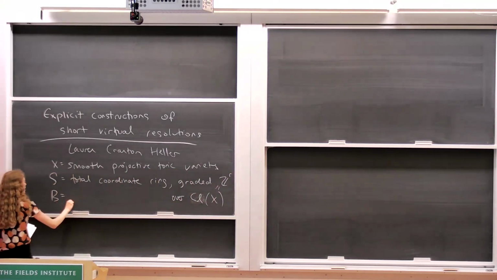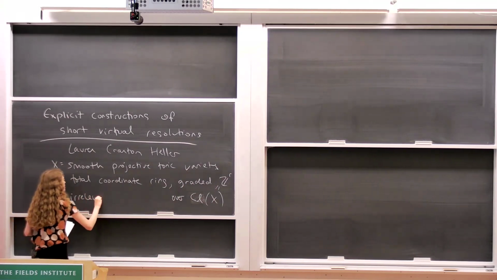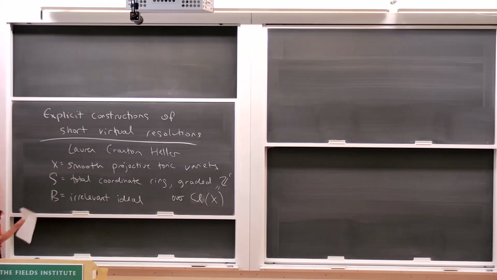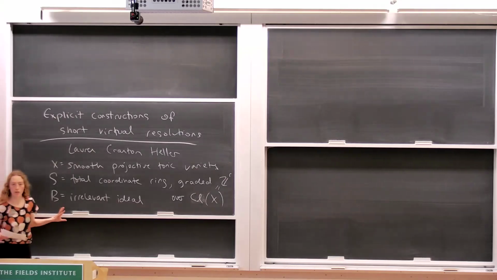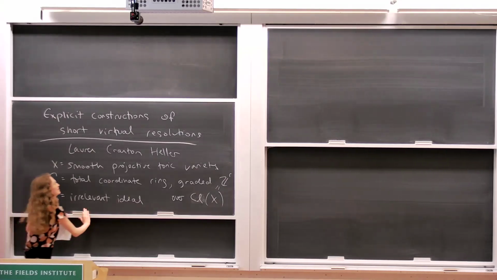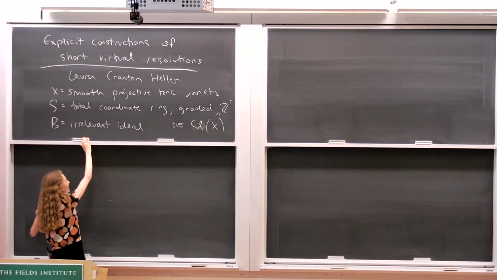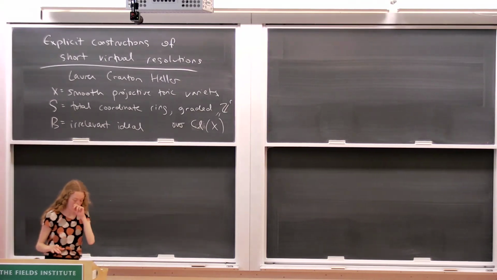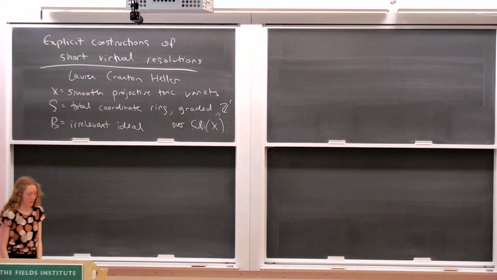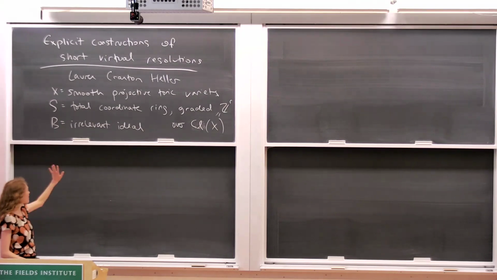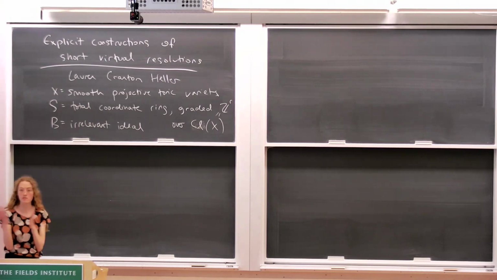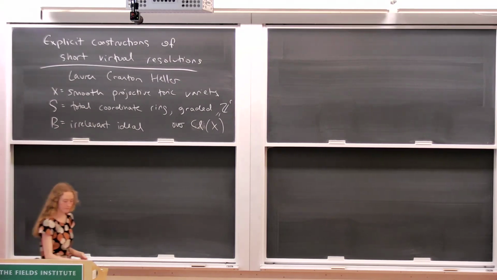And B is going to be the irrelevant ideal of the toric variety, which is inside S, and it will be monomial. We're going to see some examples of this. I hope to live up to the claim that this is going to be very explicit. We're going to actually use particular irrelevant ideals in a bit. But the reason why this is the setting that we're interested in is because we're going to use the correspondence between sheaves and modules that Juliet talked about yesterday.